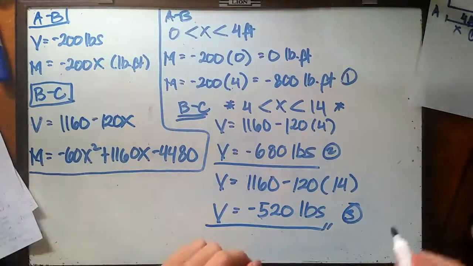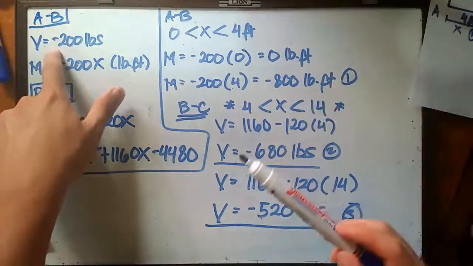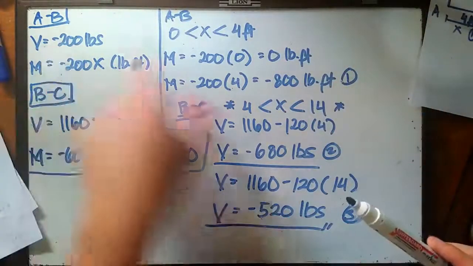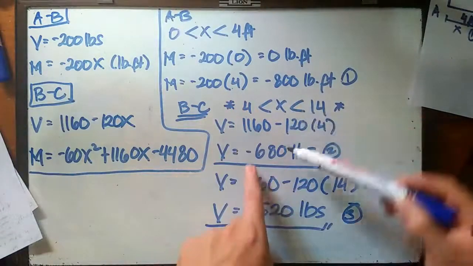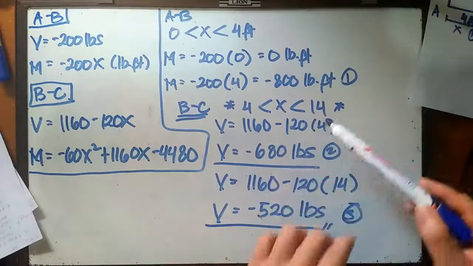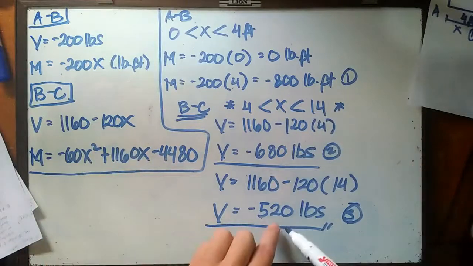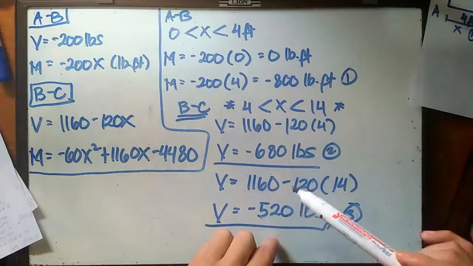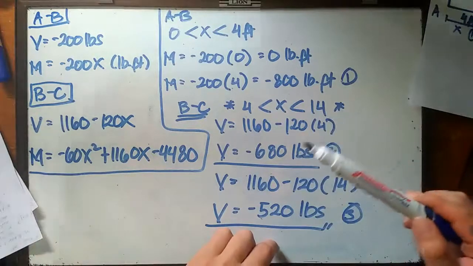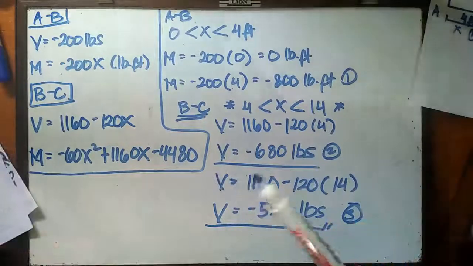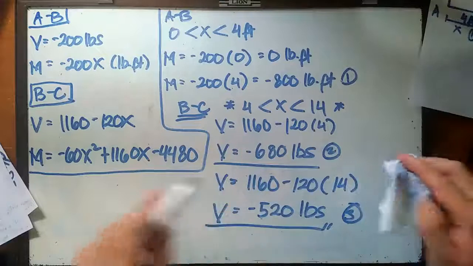So now we have the values for the shear load for A-B, which is negative 200 pounds, and for B-C, if we replace x by 4, that is negative 680 pounds, and if we replace x by 14, that should be negative 520 pounds. This is really important because we are going to need this information for graphing the shear and bending moment diagrams later on. So let's proceed by solving the bending moments for segment B-C.